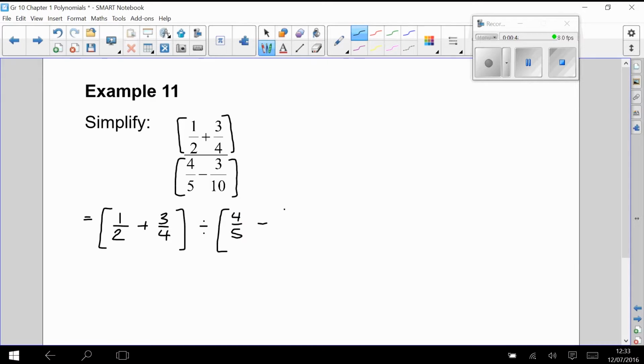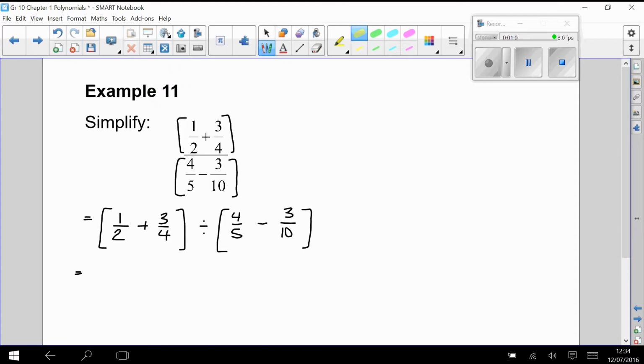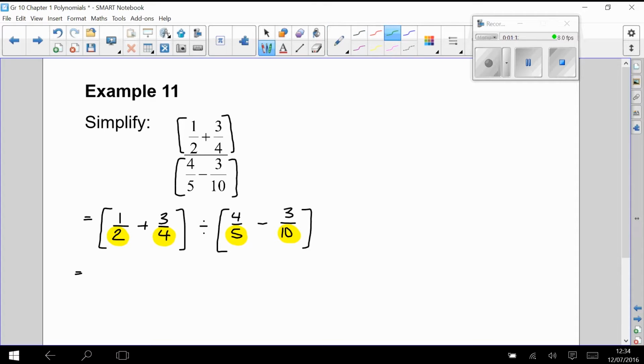and that is minus 3/10. Now looking at each bracket separately, you can see that it requires an LCD. But what I'm going to ask is that if you see a compound fraction like this, instead of finding just the LCD for the left-hand side and then separately for the right-hand side, we're going to find the LCD for all of those factors in the denominators.